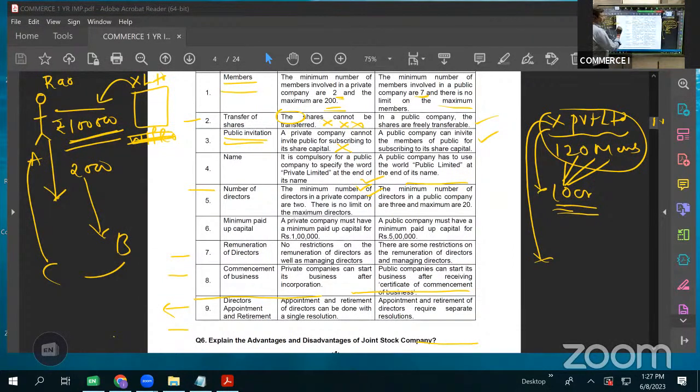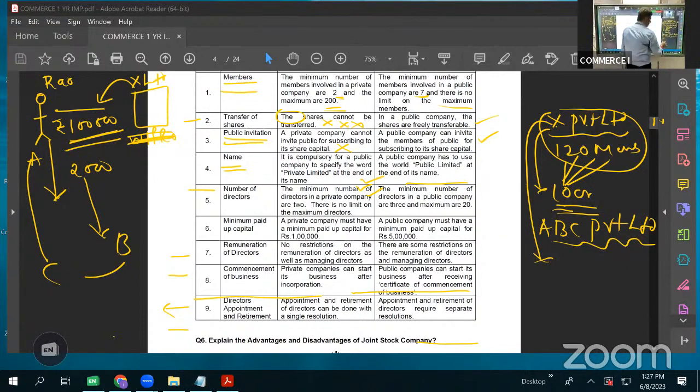Then, name. How should the name of a private limited company appear, and how should the name of a public limited company appear? I gave an example just now. I wrote X private limited, because if it is a private limited company, it should be written like this. X is the name of the company, or let us say some other name, ABC private limited. By looking at the name, we can make out whether it is a public company or a private company. The example I gave here, ABC, is it a private company or a public company? The answer is, it is a private company.